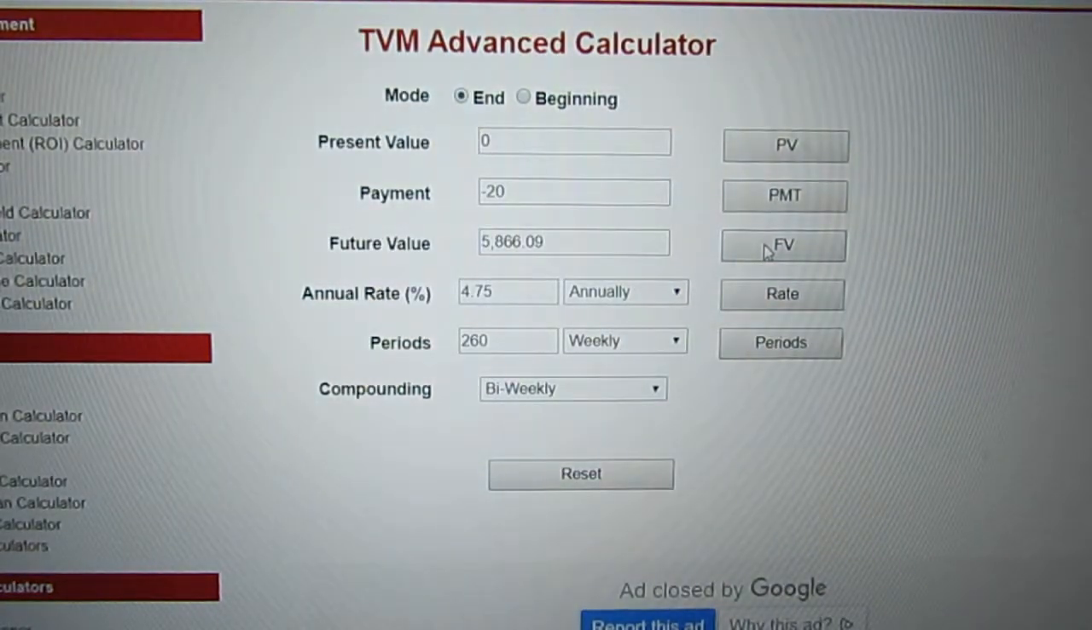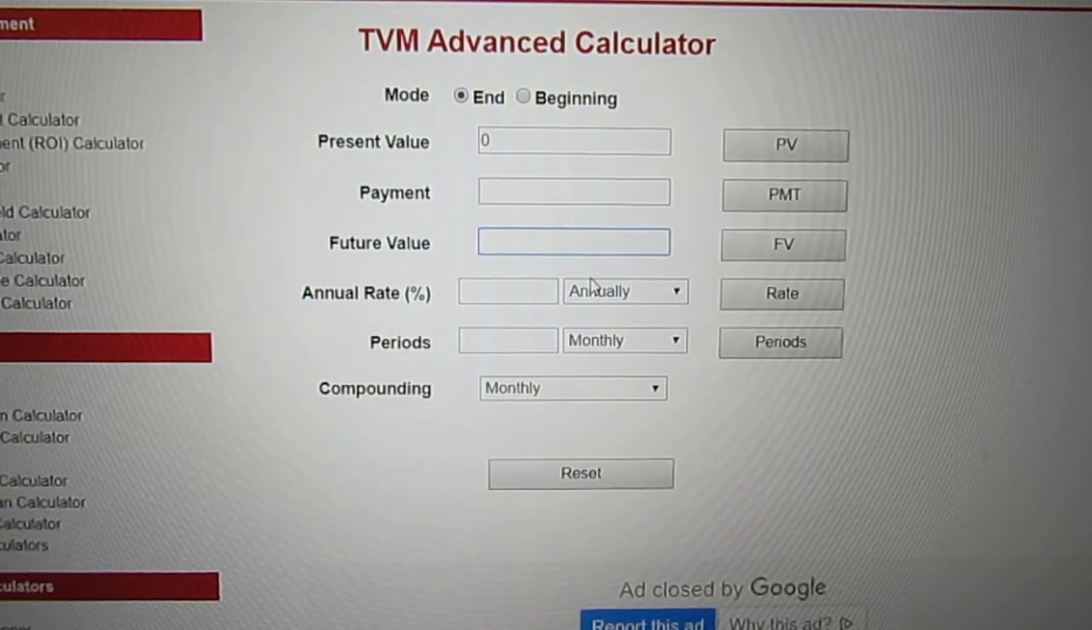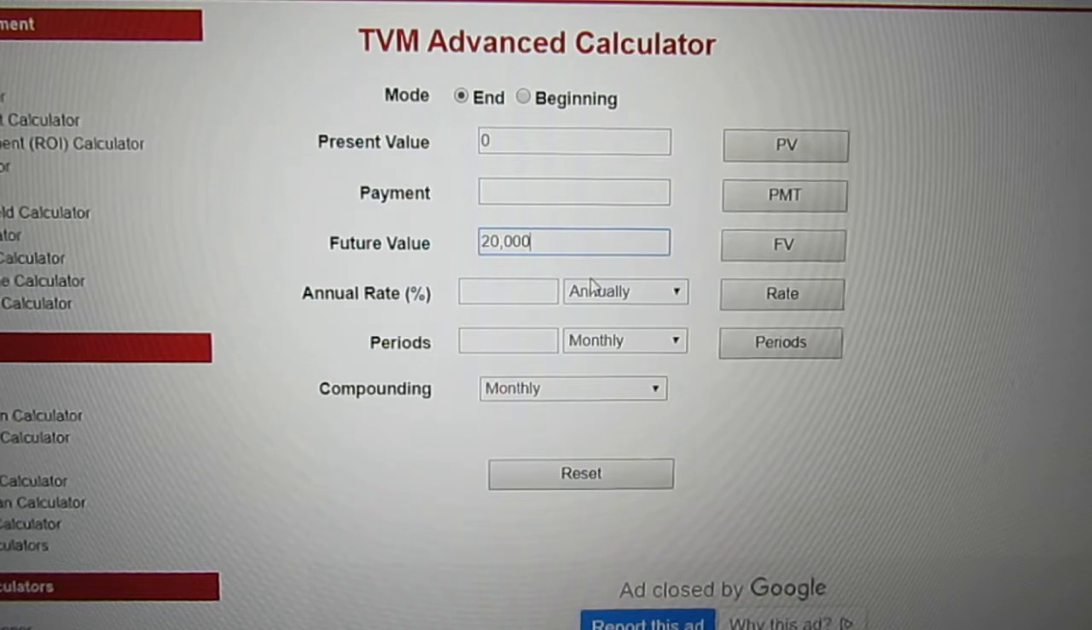Okay, we can reset or just type over the fields. We're going to do the same thing as last time. We're saving for the future. So how much do you have when you start saving? The present value? 0. How about your payment? Well, the payment's what we're going to solve for, so leave it blank. And this time it tells us, instead of solving for future value, we're trying to get the future value to be 20,000. So let's type in 20,000 there.